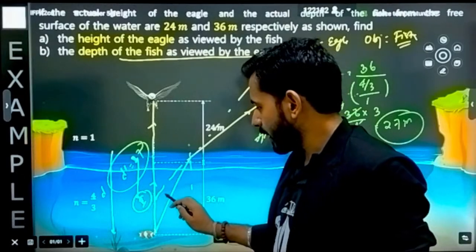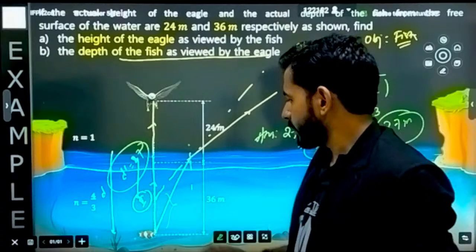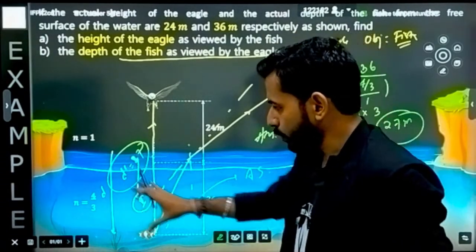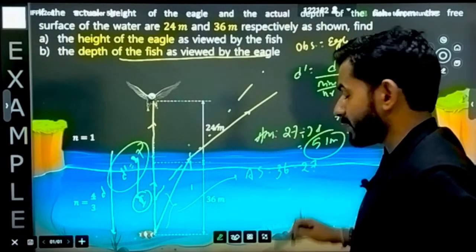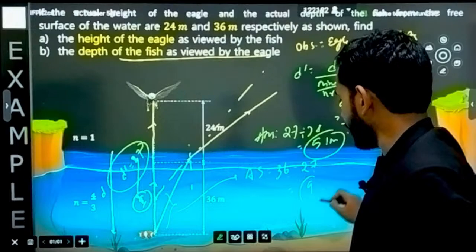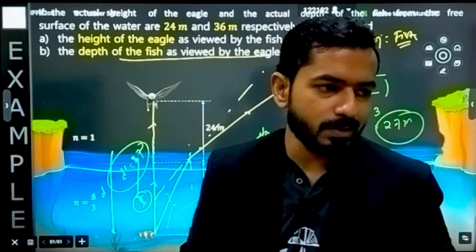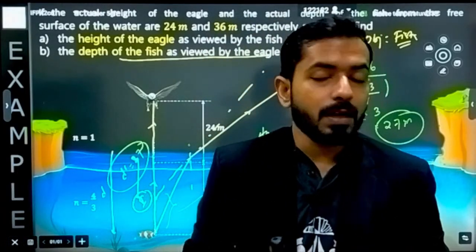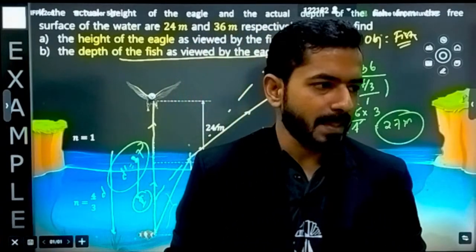But let's suppose someone asks you, tell me what is the apparent shift? How will you say apparent shift? Apparent shift will be simply calculated as total depth, that is 36 minus 27. 36 minus 27, how much will it become? 9 meter of shift is coming between the distance of object and the distance of image. So be very specific, read the questions properly, see what the question is asking you, and according to that, quote your answer. Clear?